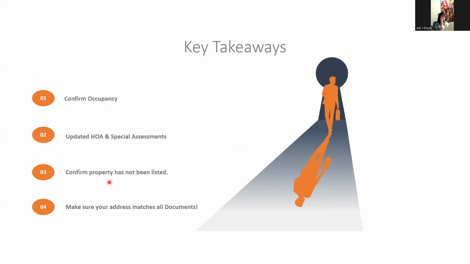Confirm that the property hasn't been listed. Make sure all your addresses match. If you are dealing with an accessory dwelling unit, make sure that it's addressed on the appraisal. And that's all I've got for you.